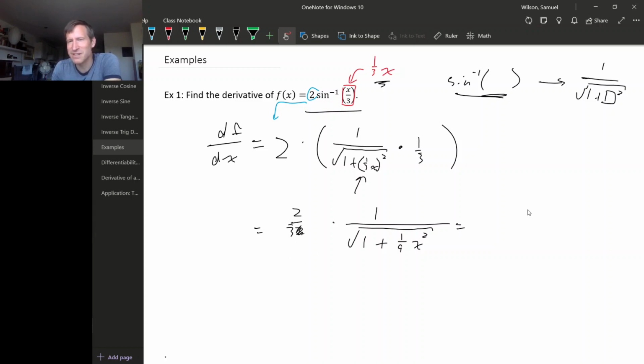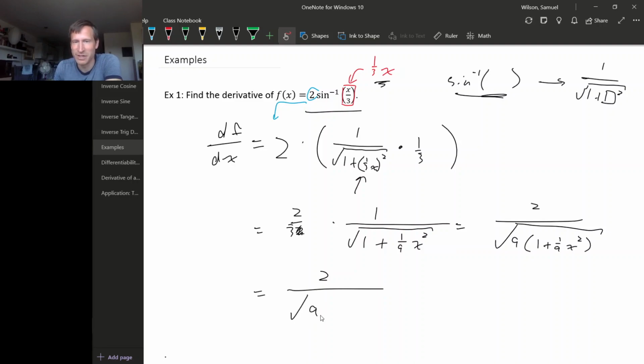To move the 3 inside the square root, we need to square it, so we get 9 times the stuff in the square root. And when we distribute that 9, it gets a little bit nicer looking. So 2 over the square root of 9 plus x squared. All right, and we're done.